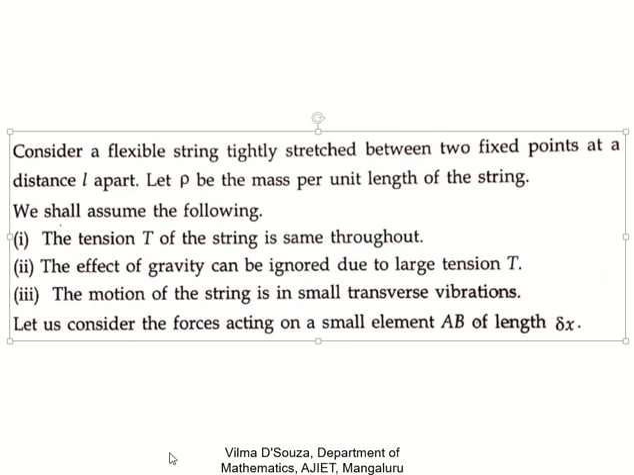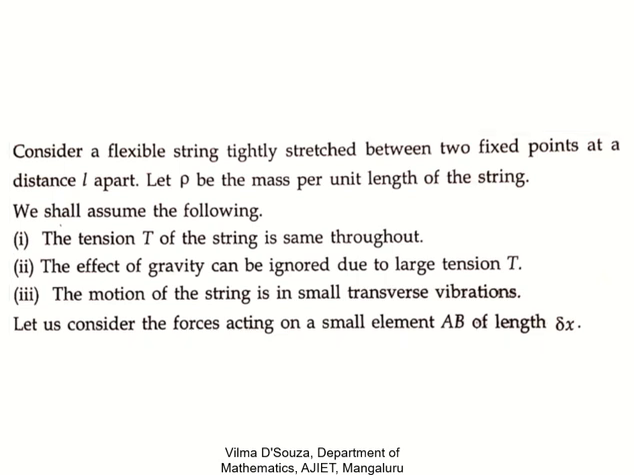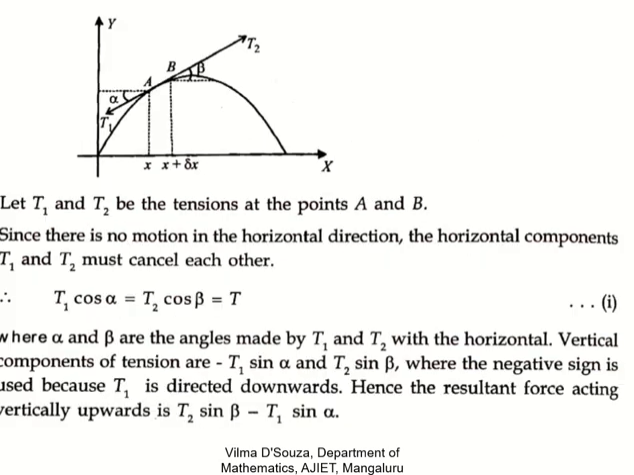the one-dimensional wave equation. So here we are considering a flexible string tightly stretched between two fixed points at a distance L apart. A string of length L is tightly stretched between two points A and Q, and let rho be the mass per unit length of the string. Now we will proceed with the derivation with the figure.